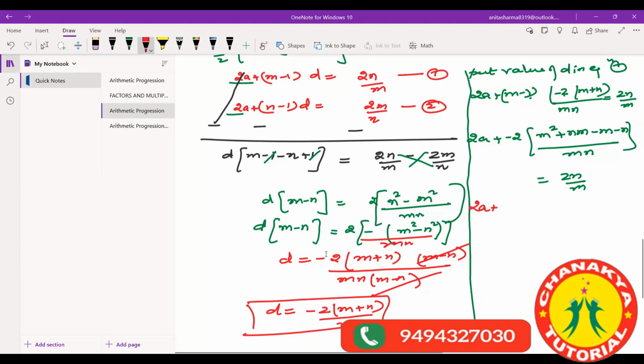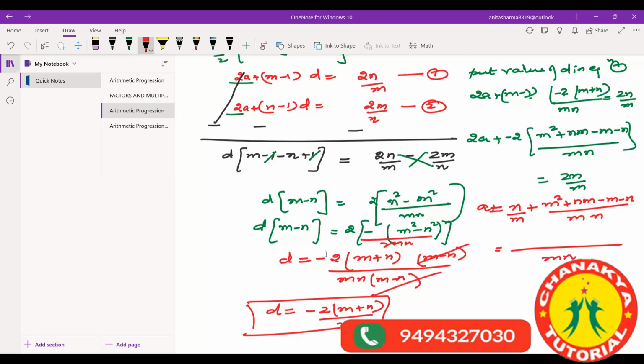Now you can divide the whole equation by 2 because all the three terms contain a only. So you will write a plus, it is minus. So shift this. So a is equal to n upon m plus m square plus nm minus m minus n divided by mn. Now take LCM mn. Cancel n square plus m square plus nm minus m minus n.